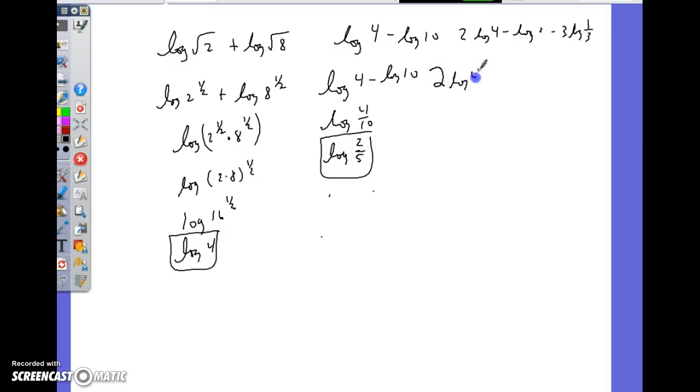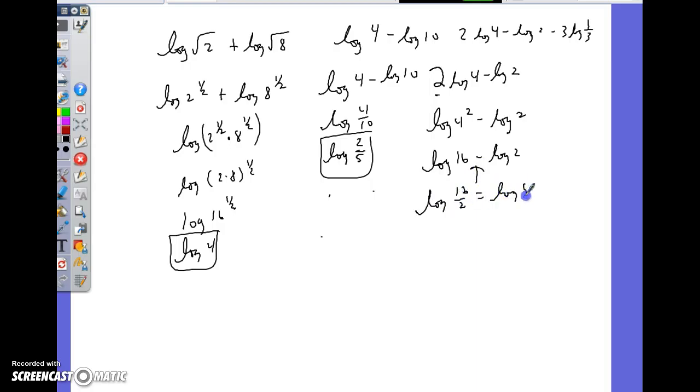2 log of 4 minus log of 2. I might throw that 2 back in. Oh yeah, remember power of multiplication outside can be thrown in or taken back out. We might want to do that later anyway. So log of 4 to the second power is 16 minus log of 2. Subtraction outside is division inside. So this becomes log of 16 divided by 2, which is log of 8.